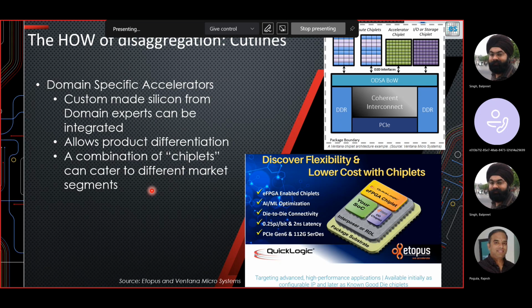So you have that functionality separated out in a dielet, and only for that specific market segment do you put that dielet in. So it allows for a much better combination of chiplets that can cater to different market segments. Again, a very good example where you can make the best use of this disaggregation technology to create very good, attractive product solutions.